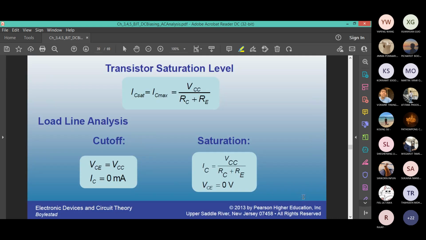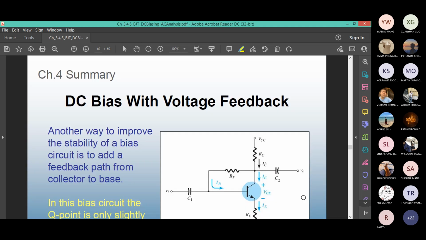Once you find the cutoff and saturation points, you draw the load line, and then from the characteristic graph, where the base current intersects the load line, you can find the Q point.